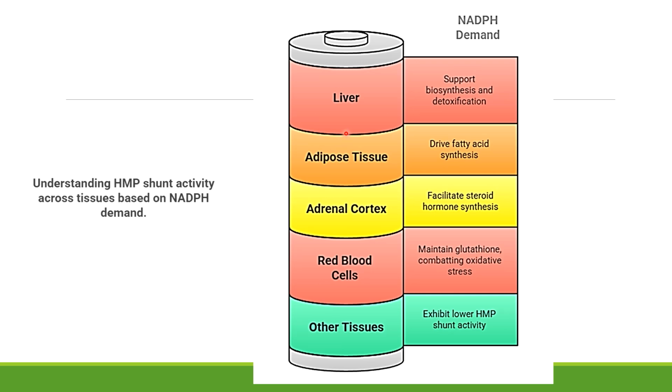Tissue specific activity. The activity of HMP shunt is not the same in all the tissues. It varies from tissue to tissue based upon the demand for NADPH. So in the liver, it is supporting biosynthesis and detoxification. In the adipose tissue, it is contributing to fatty acid synthesis. In adrenal cortex, it is facilitating steroid hormone synthesis. In RBC, it is used for maintaining the glutathione to combat the oxidative stress and free radicals produced. Other tissues exhibit low levels of this HMP pathway. So in all these tissues, based upon the demand for NADPH and ribose 5-phosphate, it will be operating.